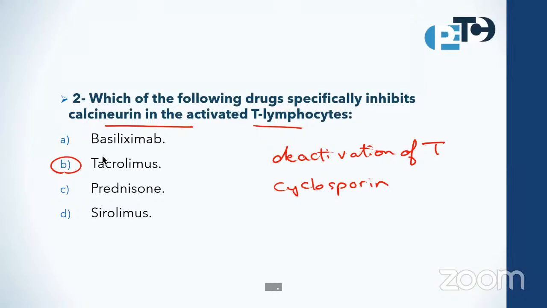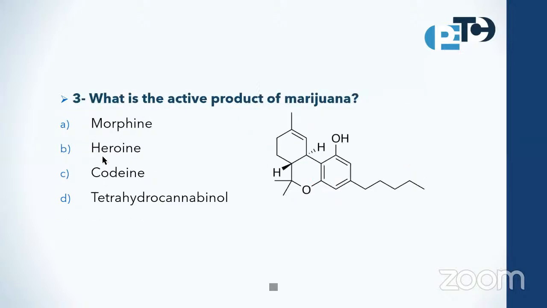Okay, let us see the next one. What is the active product of marijuana? Here is the structure of tetrahydrocannabinol. Also, this one was repeated many times previously. It is tetrahydrocannabinol, one of the cannabinoids, not codeine, not heroin, not morphine. Those are opioids. Is it the isomer form?